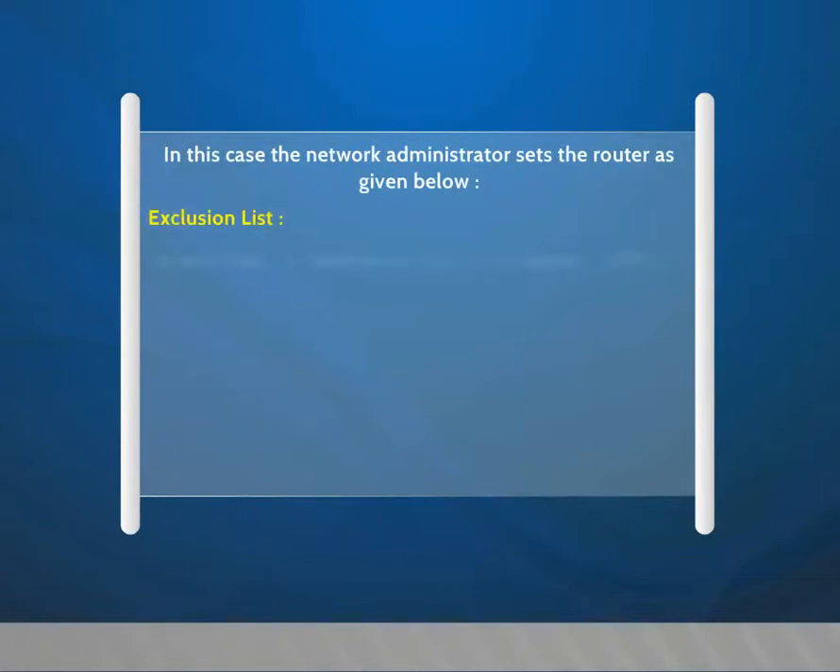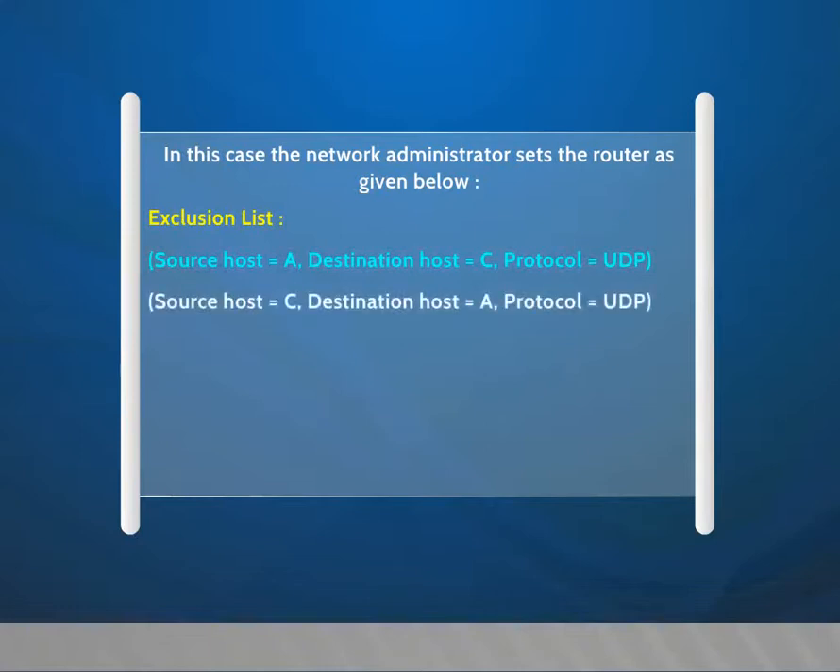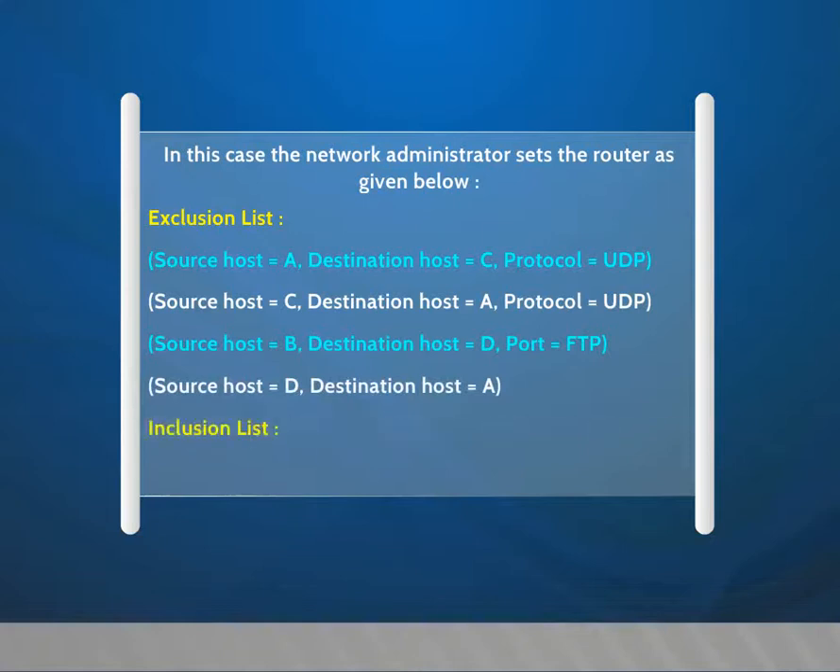Exclusion list. Source host is A, destination host is C, protocol is UDP. Source host is C, destination host is A, protocol is UDP. Source host is B, destination host is D, port is FTP. Source host is D, destination host is A. Inclusion list. Source host is C, destination host is B, protocol is Telnet.